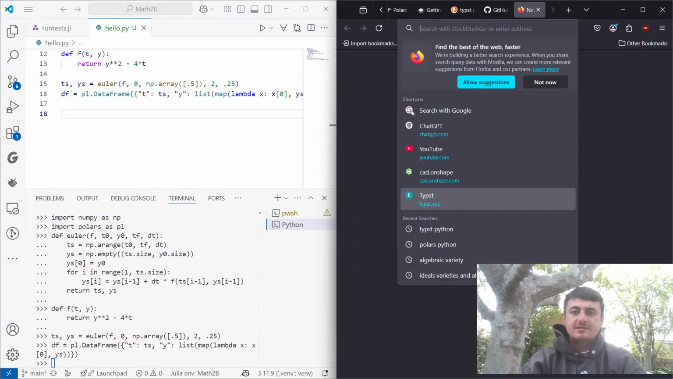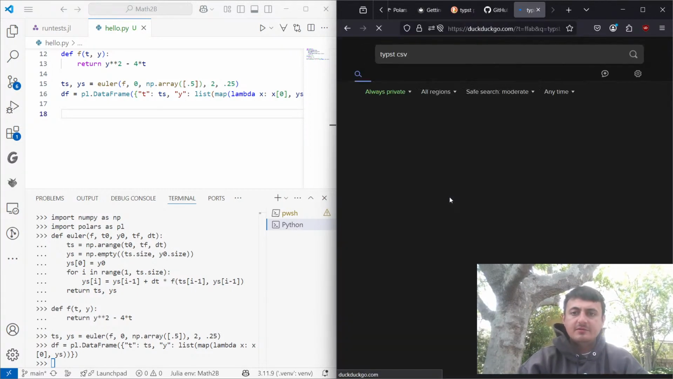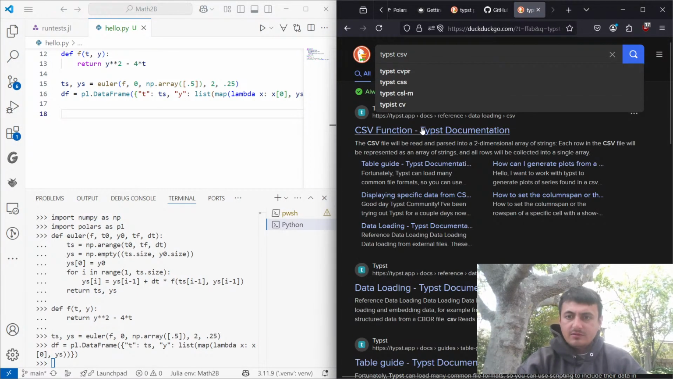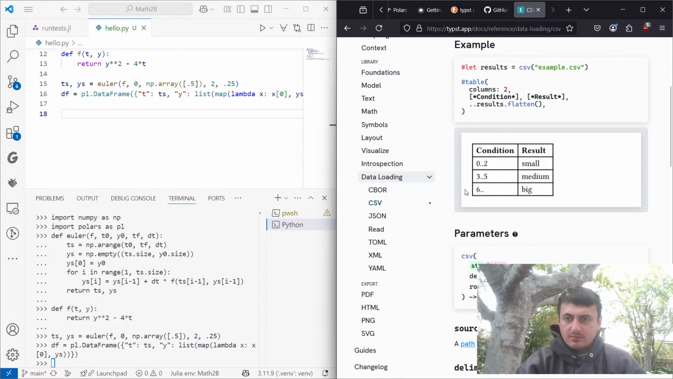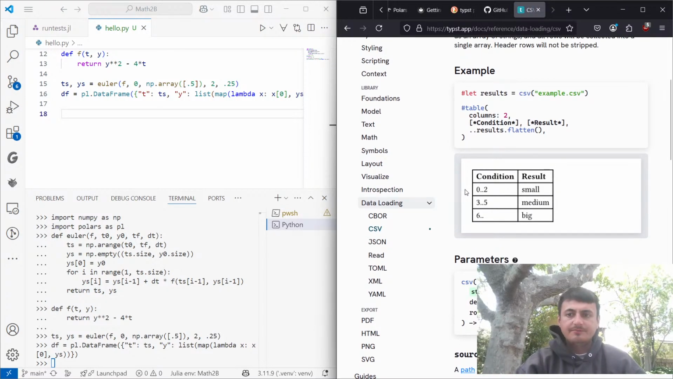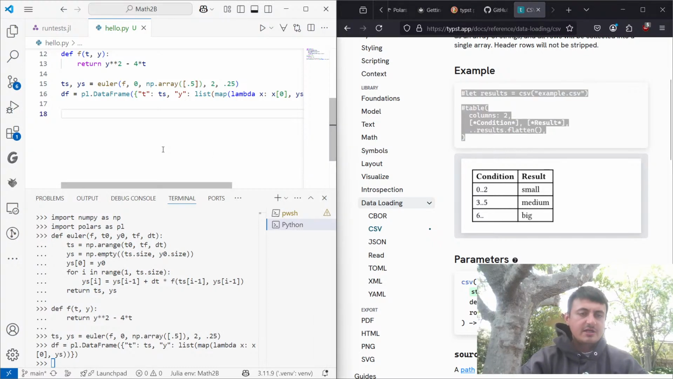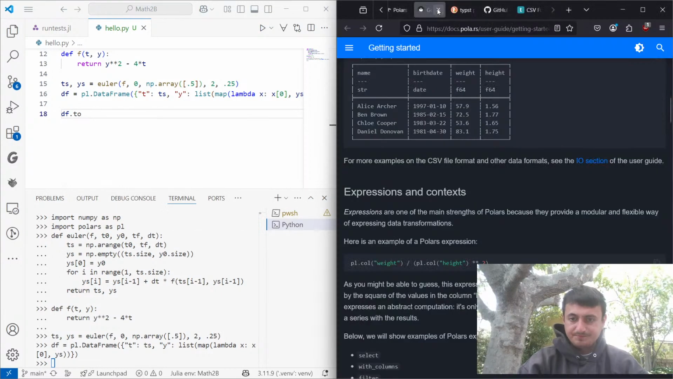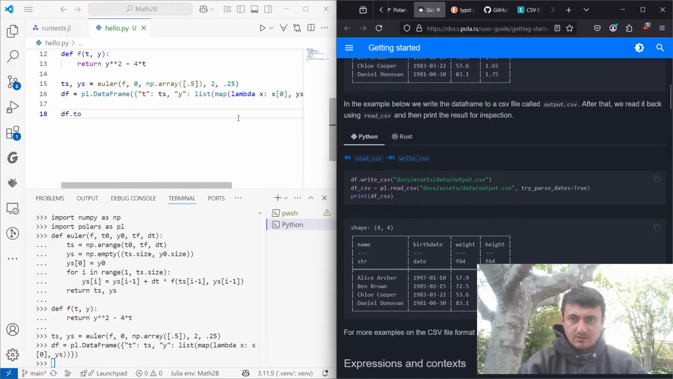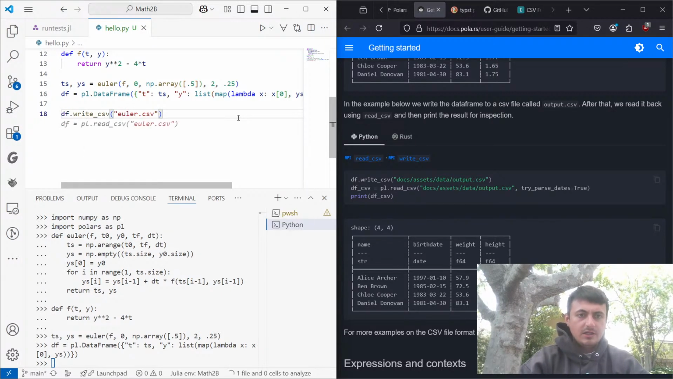So let's see. Type CSV. Okay, great. Okay, awesome. That's what I want. So what we're gonna do is now df.to_csv or something. How do I export? Write CSV. So this is going to be problem 3 table.